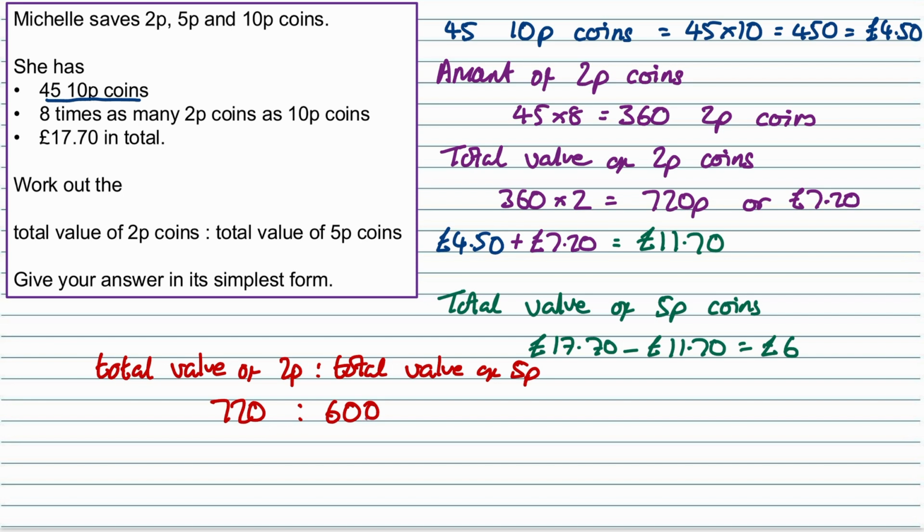And we can simplify this ratio. We'll divide both by 12. We'll get 60 to 50. Divide both by 10, and we get the ratio 6 to 5. Okay? Let's try the next one.